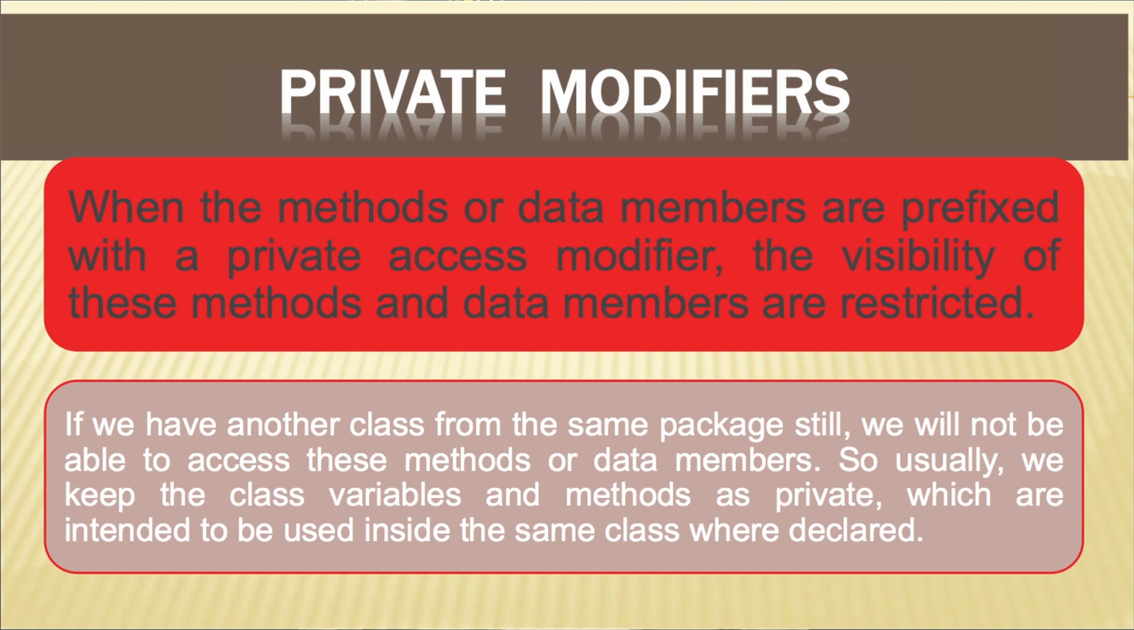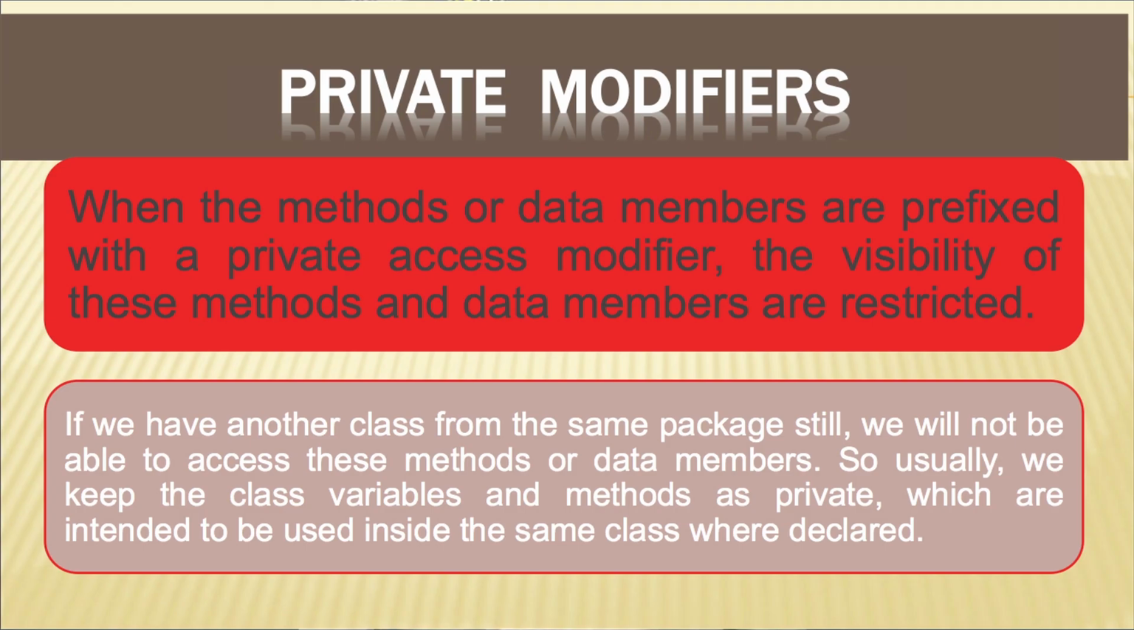Usually we keep it as private, which is intended to be used inside the same class where it is declared. So the private members will be used inside the same class, they will not be used in another class. This is a strict rule that private members are allowed only in the class; their accessibility is only within the class, and outside the class it will not be available.